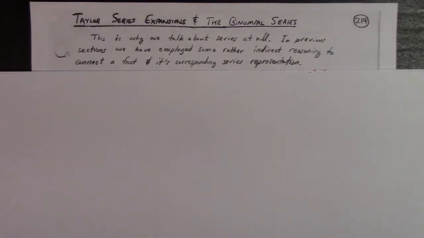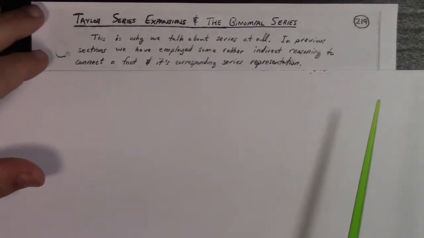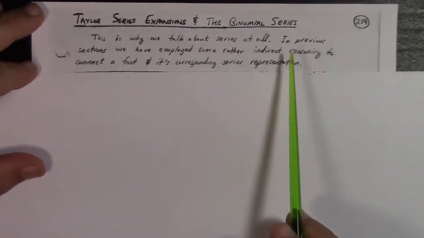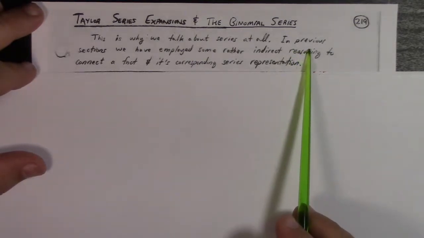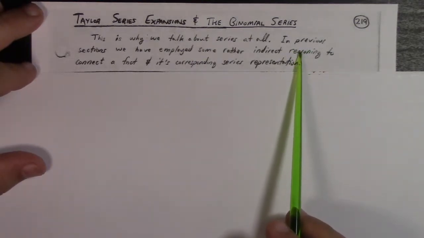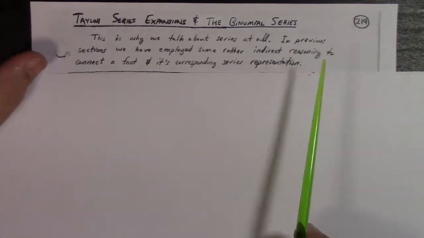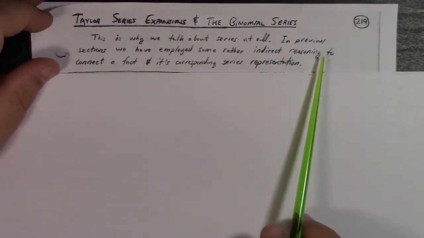In this video, we'll be looking at Taylor series expansions and also the binomial series. Although I'm not sure we'll get to the binomial series in this video, but in this couple videos we'll get to it. I would say this is really the reason we talk about series at all. In previous sections, I've employed some rather indirect reasoning to connect a function to its corresponding series representation.